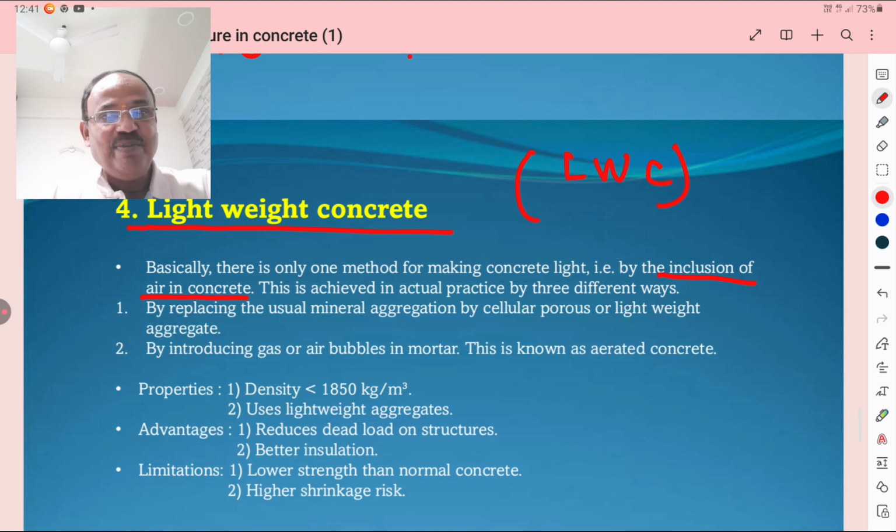Then lightweight concrete. Why is it lightweight? Because of inclusion of air into the concrete. Basically there is only one method for making concrete light, by the inclusion of air in the concrete. This is achieved in actual practice in three different ways: by replacing the usual mineral aggregate by cellular, porous or lightweight aggregates; by introducing gas or air bubbles in the mortar, which is known as aerated concrete.